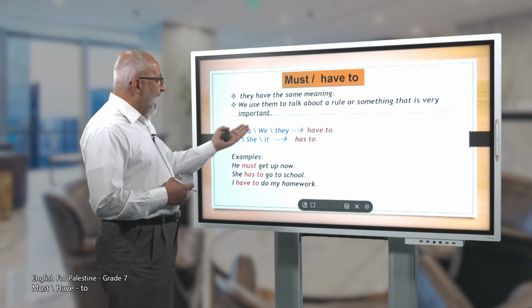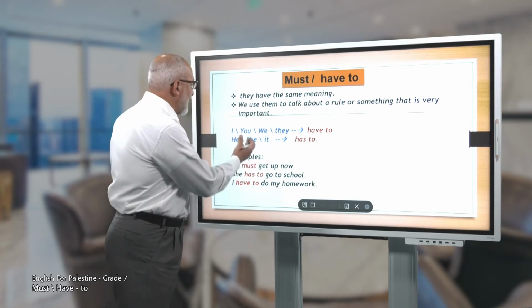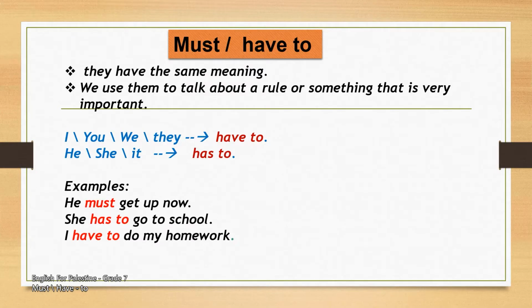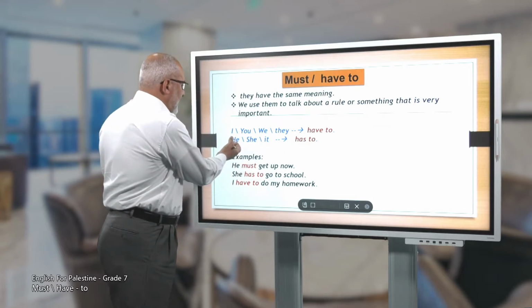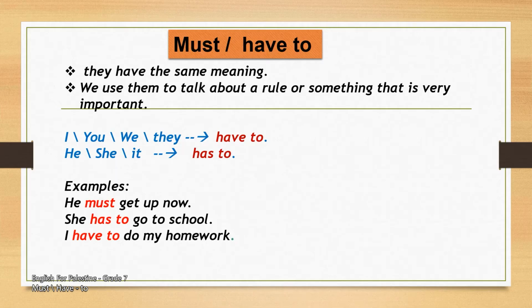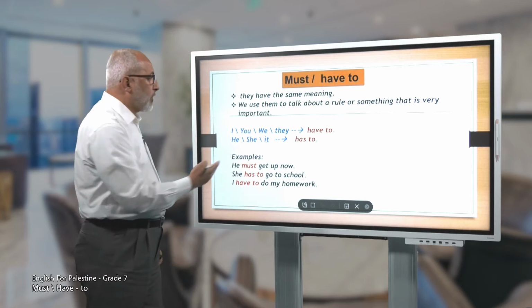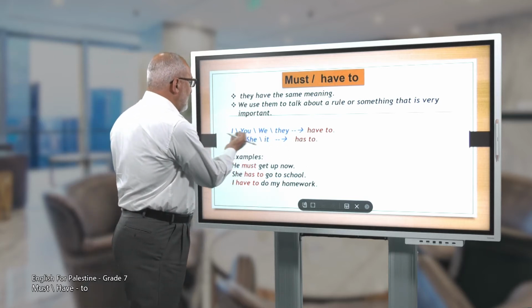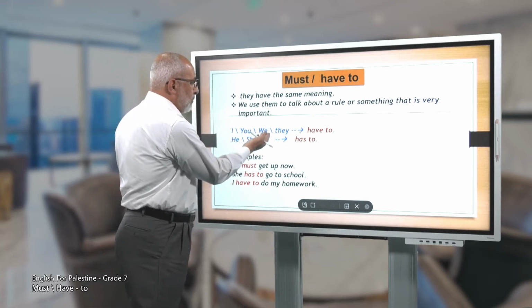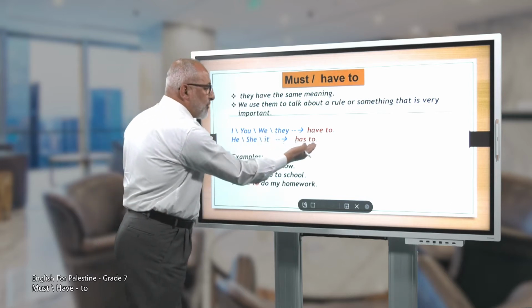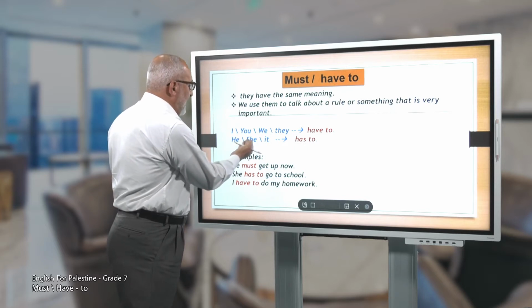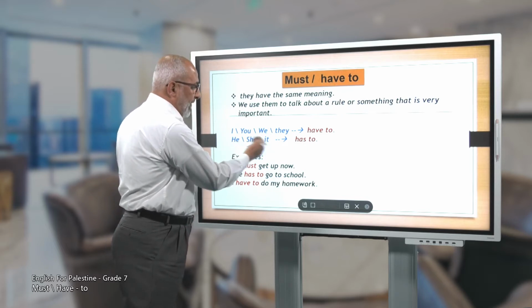We use have to when the subject is I, you, we, and they. But we use has to when the subject is he, she, it.